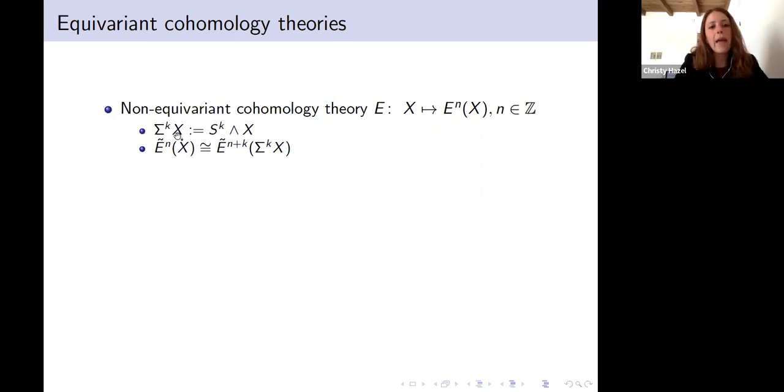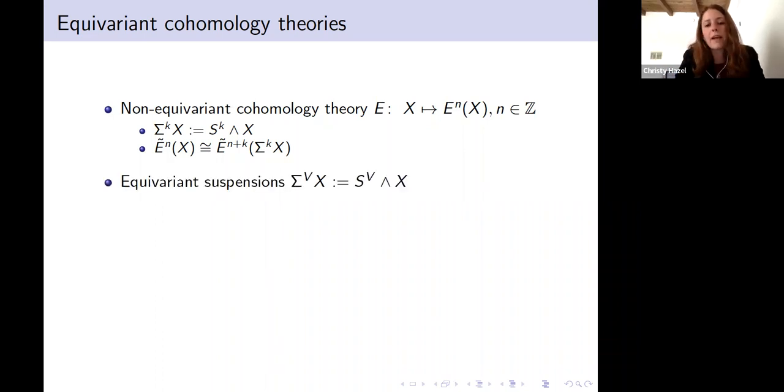Recall Σ^k X is used to denote the kth suspension of X, which is given by smashing X with the k-sphere. And the suspension isomorphism tells us that the reduced cohomology of the kth suspension of X should be given by shifting the reduced cohomology of X up by k.